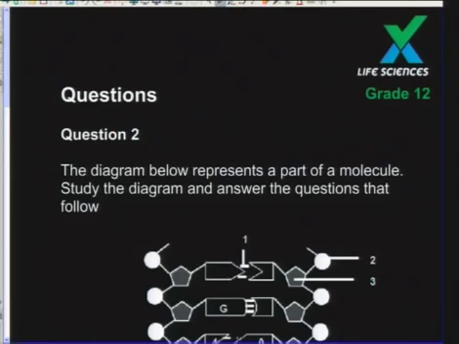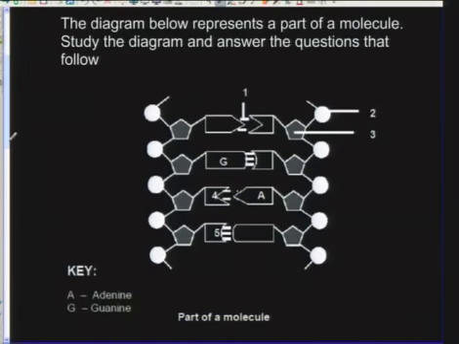We move on now to the structure of DNA. The diagram below represents a part of a molecule. Study the diagram and answer the questions that follow. There's a diagram there. They're giving you A is adenine, G is guanine.